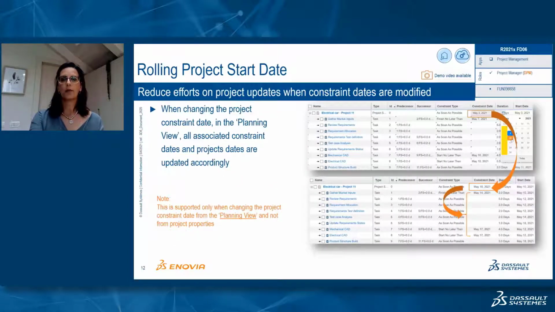So there are many constraint types that can be defined for tasks, which specifies when the task is expected to be completed. We can see here some examples: as soon as possible, finish no later than, start no later than, and so on. Now, except as soon as possible and as late as possible, all other constraint types have constraint dates. Now, since FD06, when changing the project start date, all associated constraint dates are updated accordingly.